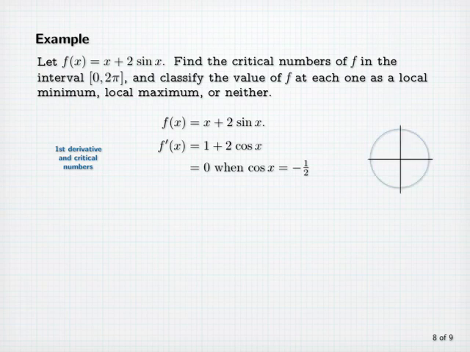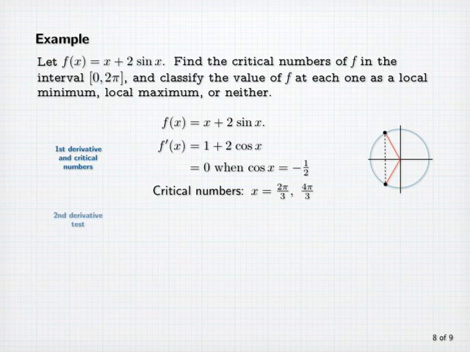So let's think about the unit circle and what angles between 0 and 2 pi give a cosine value of minus 1/2. Those angles are our critical numbers, and they are 2/3 pi and 4/3 pi. Now let's compute the second derivative and apply the second derivative test to each of those critical points. We take the derivative of f prime of x to obtain f double prime of x equal to minus 2 times sine x.